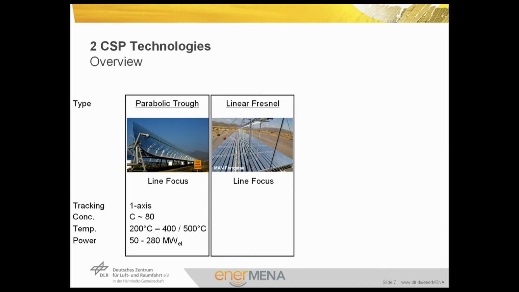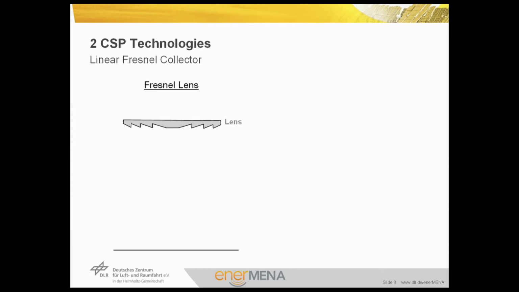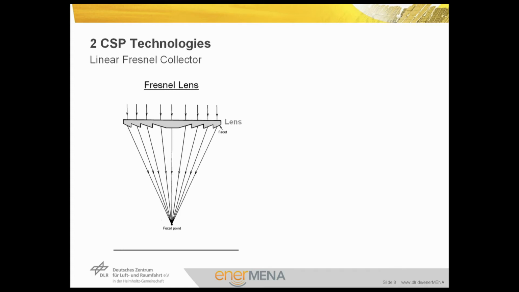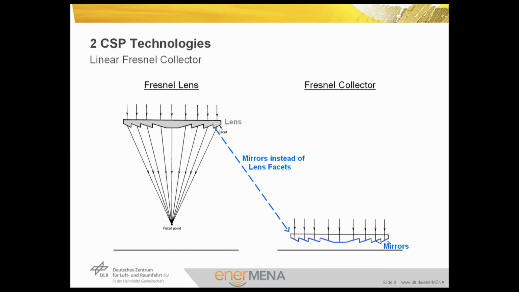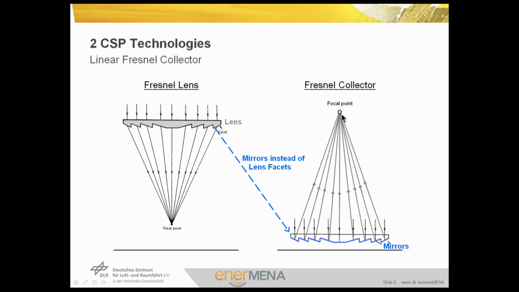A second, also linear concentrating technology is the linear Fresnel collector. You may all know that you can concentrate the sun using a magnifying lens. Fresnel lenses are special flat lenses which reduce the amount of material required by dividing the lens into a set of sections. A Fresnel lens and sun rays are shown here. At the bottom you can see the focal point. If you use mirrors instead of a lens, we can place these mirrors near ground level and the focal point is located above. This configuration is used in a Fresnel collector.